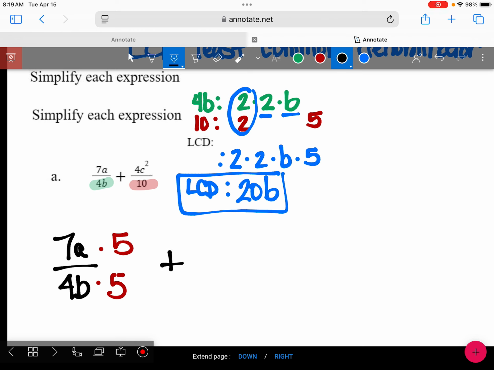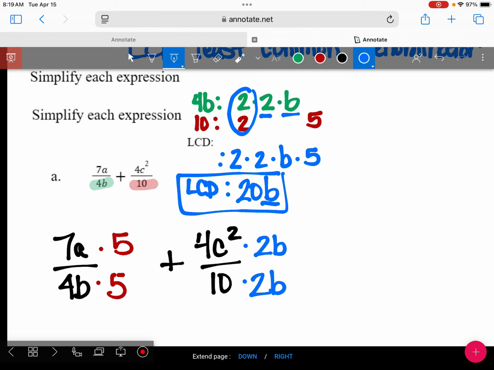Bring down the addition sign. Then I have 4c squared over 10. All right, what do I have to multiply by 10 to get to 20? Show me with your fingers. What do I need to multiply by 10 to get to 20? I got one person. Anybody know? 2. And if you're not sure, you can also look at your chart. So I have to multiply this fraction by 2, but I also need to multiply it by b because that one did not have the b.